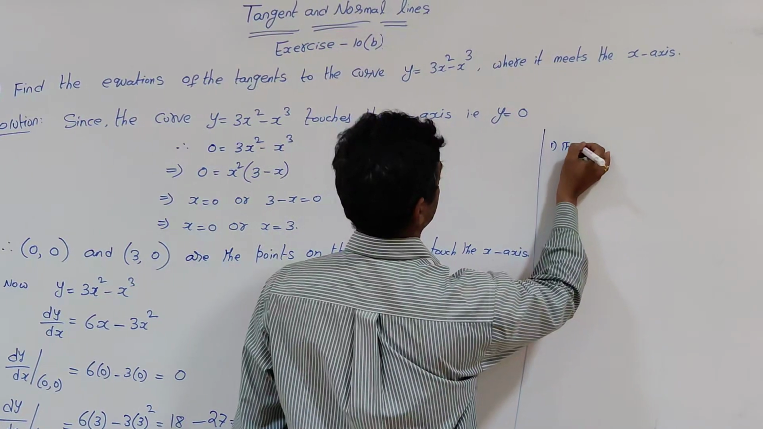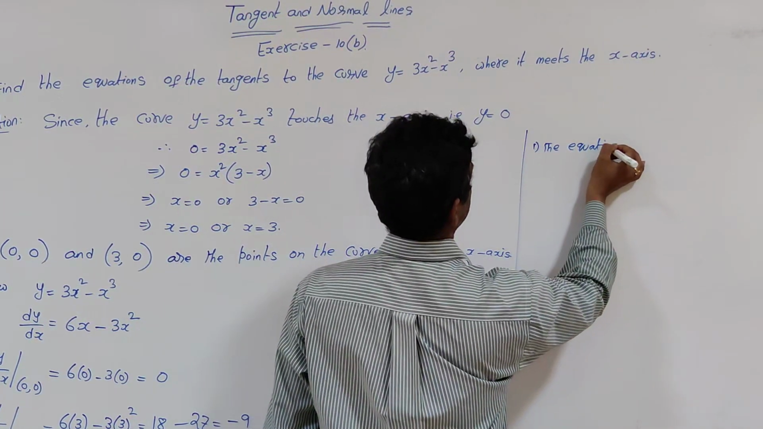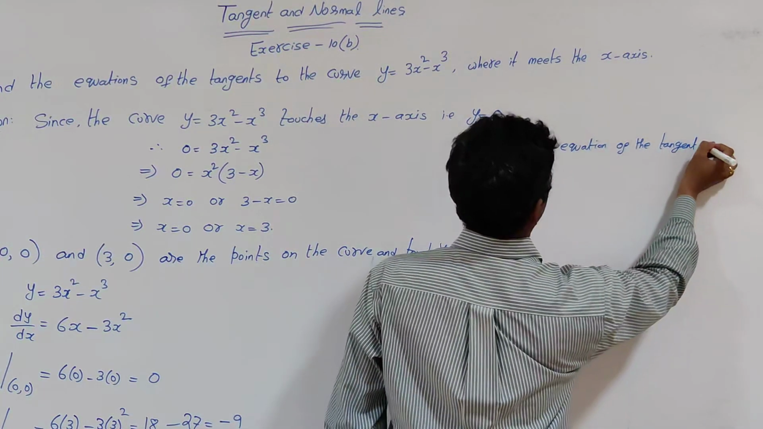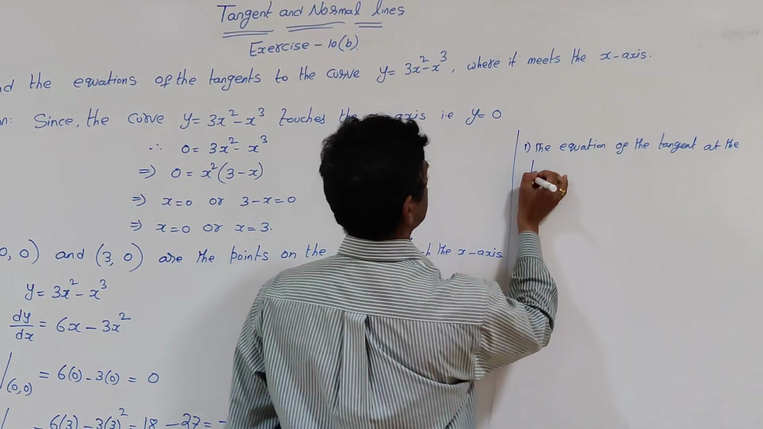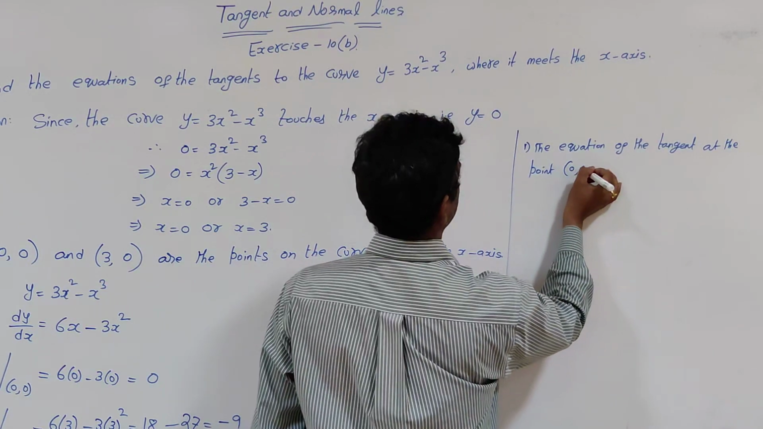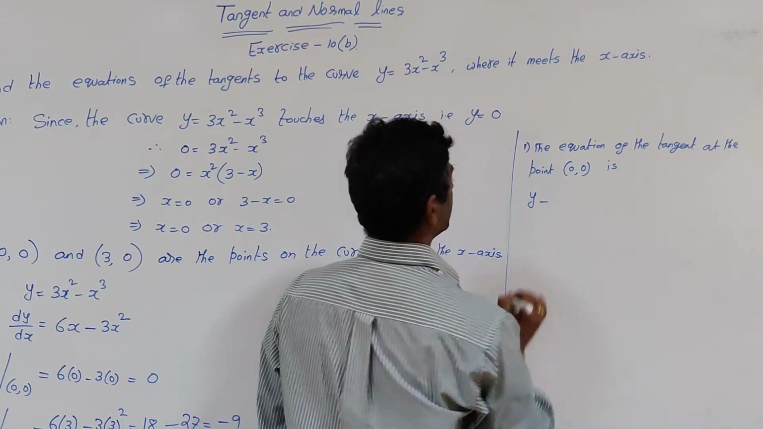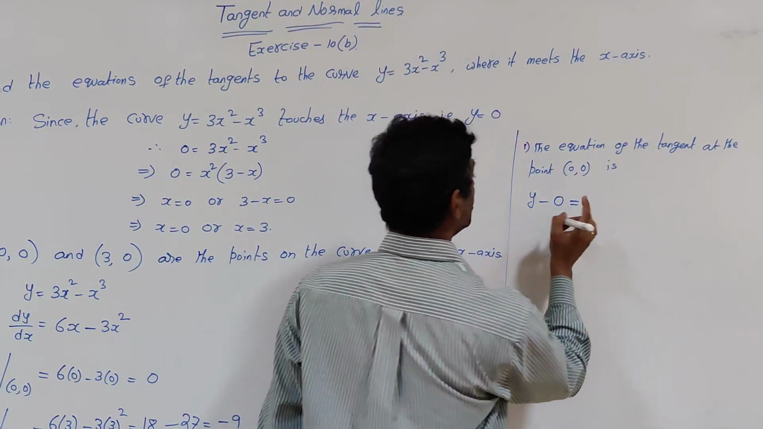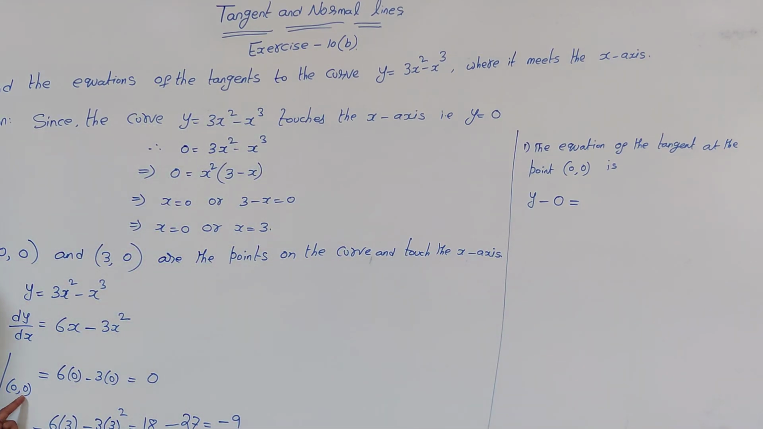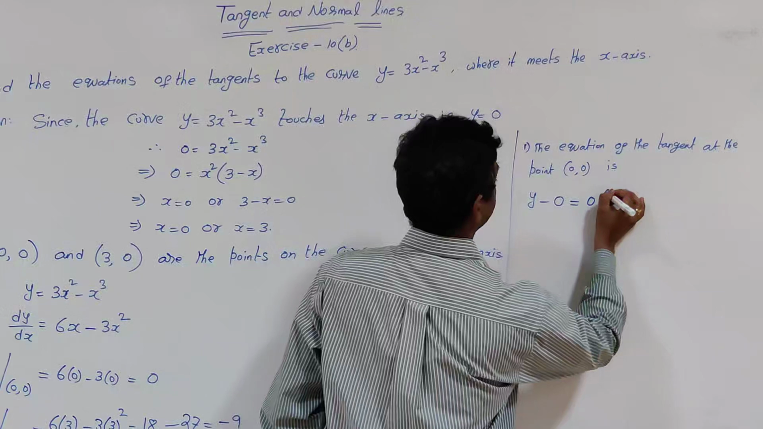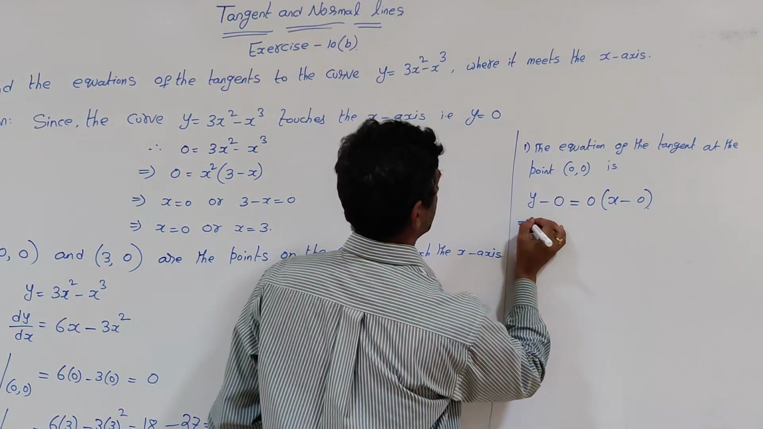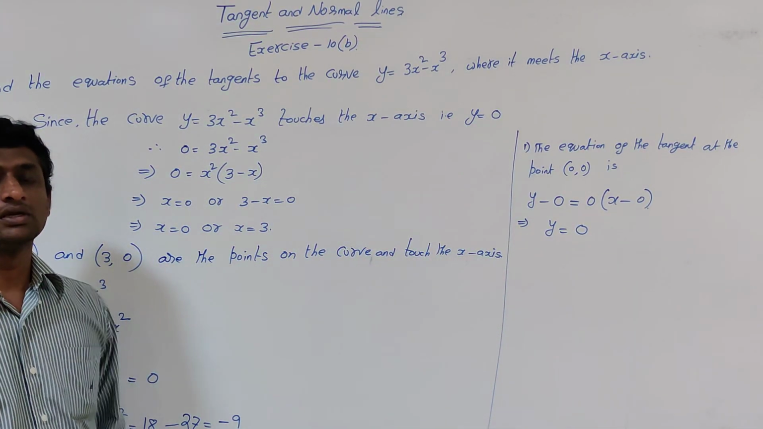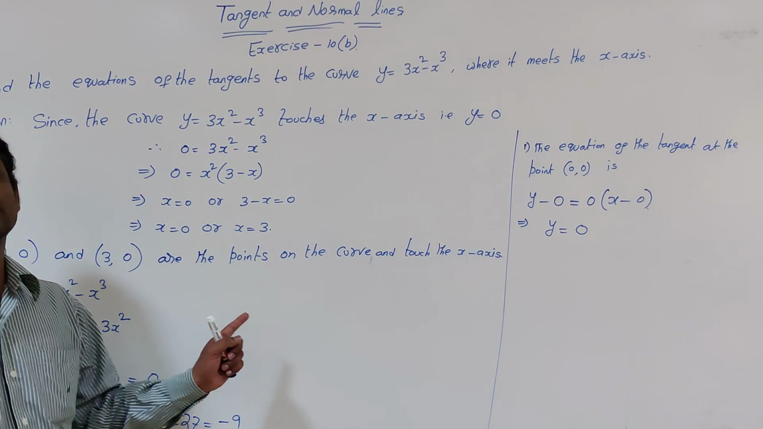First one, the equation of the tangent at the point 0, 0 is y minus y1, where y1 is 0 and x1 is 0. So y minus y1 means y minus 0 is equal to the slope. The slope of the curve at 0, 0 is 0. So 0 times x minus 0, which implies y is equal to 0. So this is the equation of the tangent. Y is equal to 0 represents the x-axis.